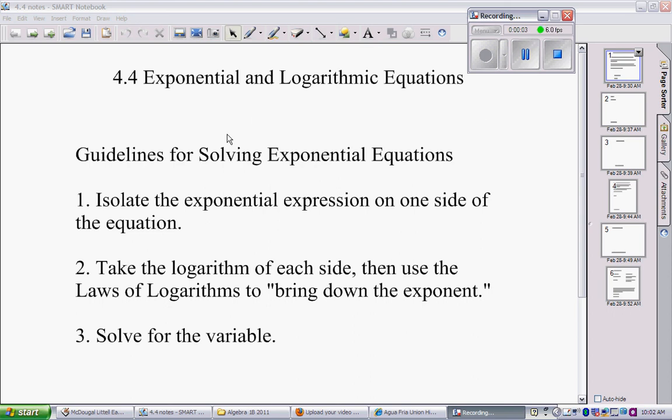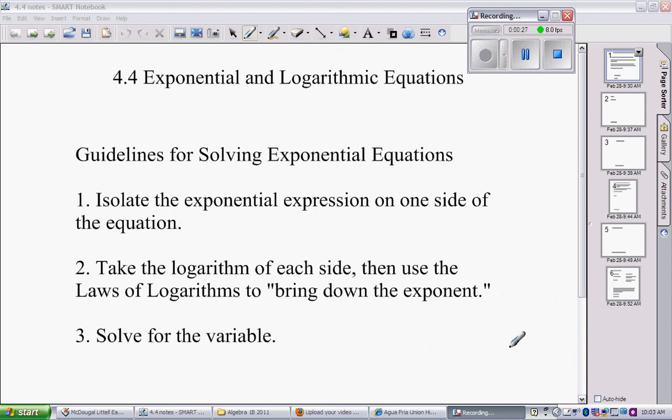4.4 Exponential and logarithmic equations. So now we're going to be solving for x using exponents and logs. We're going to start with solving exponential equations, and our guidelines, our rules, are we are going to isolate the exponential expression on one side of the equation.